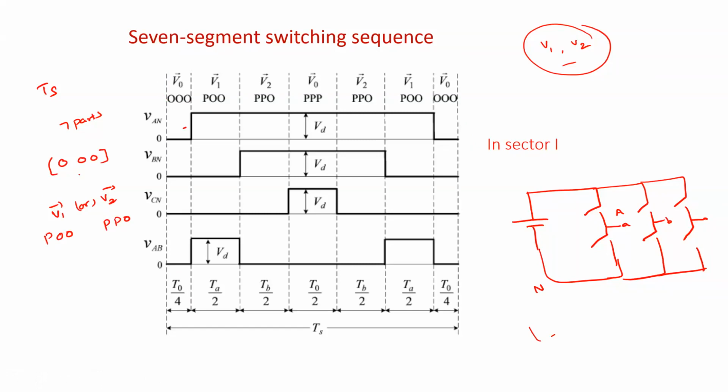So here we already discussed that. The transition from one voltage vector to another voltage vector should have only one phase affected. If you choose this P00, only A phase is affected. Similarly, if you choose the V2 vector, that is PP0, here A phase and B phase both are affected. That means you have extra switching. That's why it started with P00, and it is there for TA by 2 period of time.